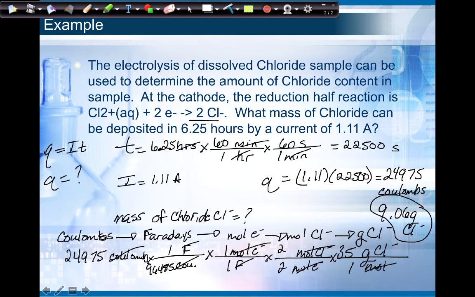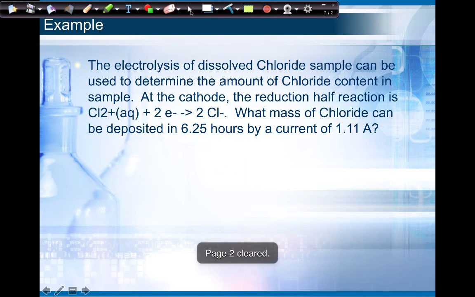Charge is measured in coulombs, and if I have the coulombs, I can figure out the Faradays, I can figure out the moles of electrons from that, and then go to any substance because electrons can be included in these half reactions. All right, let's look at another example.